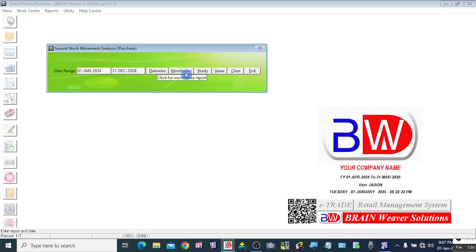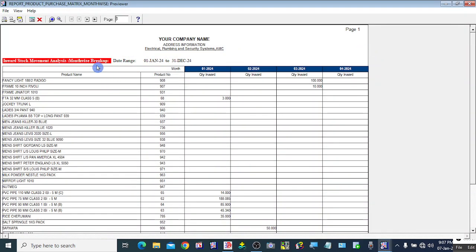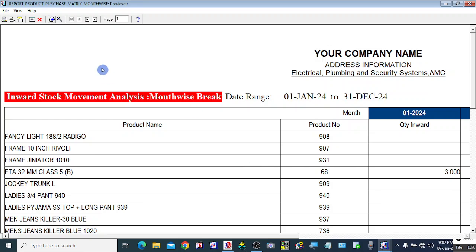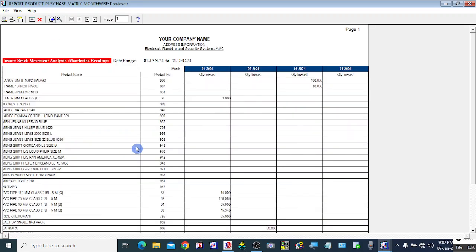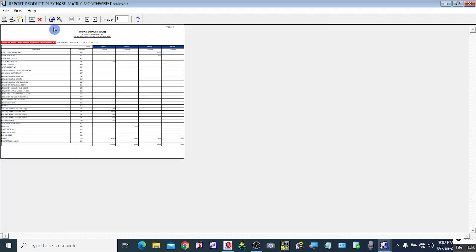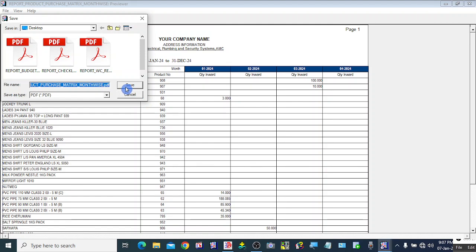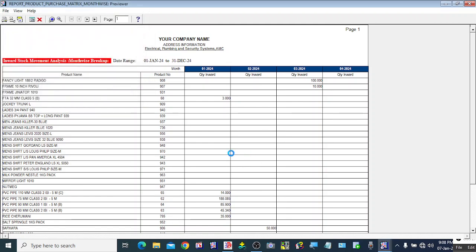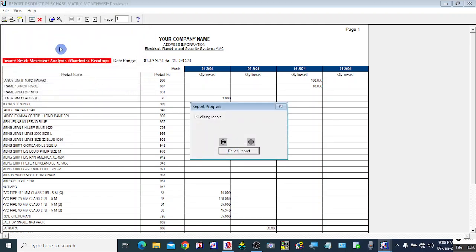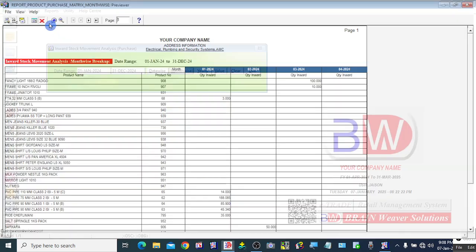In the last 1 year, I want to know the month-wise product purchase history or summary. Click on this month-wise button. Here we can see how many items are there in your inventory. The system will display a report showing each item and how much quantity we have purchased on each month during the date range we have entered. Let me generate a PDF file.